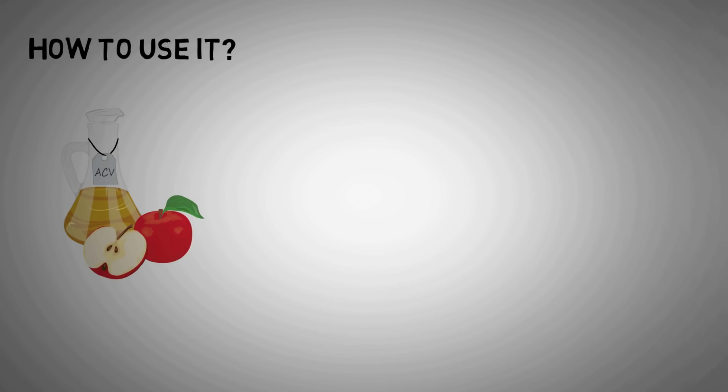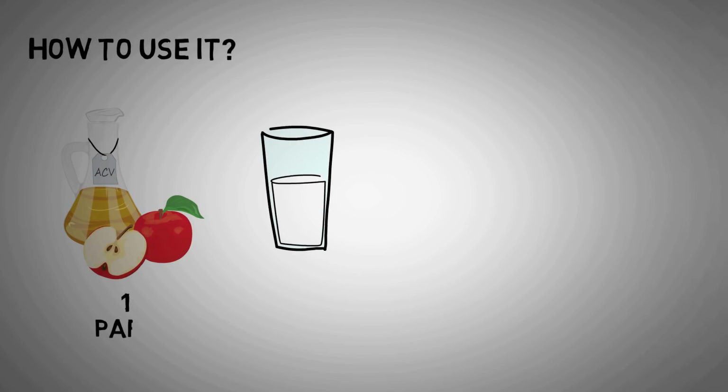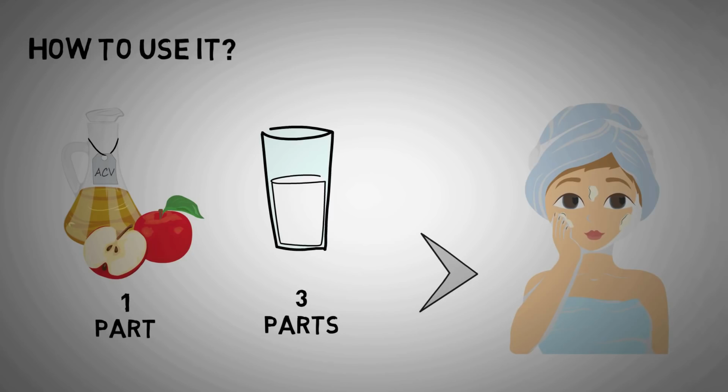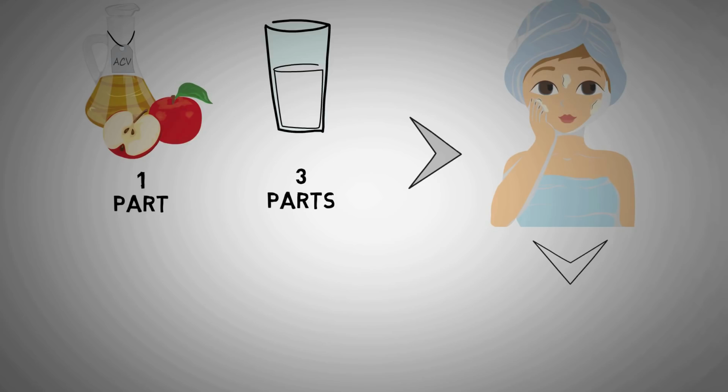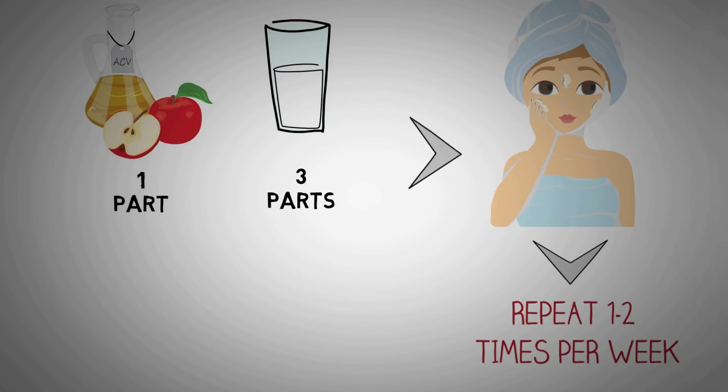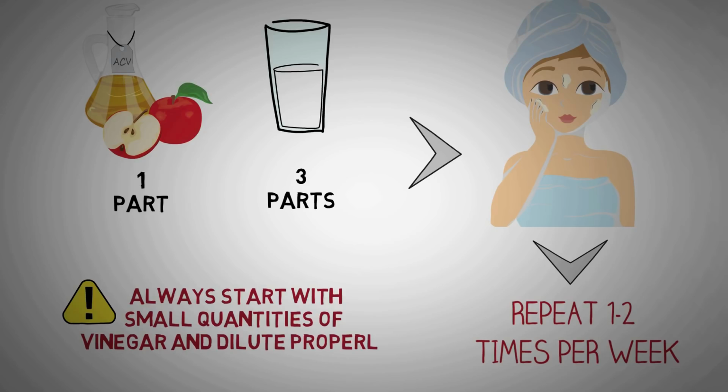How to use it? Mix 1 part of apple cider vinegar and 3 parts of water. Use more water for sensitive skin. After cleaning, gently apply the mixture to skin using a cotton ball and let it sit for 5 to 20 minutes and then rinse with water and pat dry. Repeat this process 1 to 2 times per week as needed. It is important to note that applying apple cider vinegar to your skin can cause burns and irritation, so it should always be used in small amounts and diluted with water.